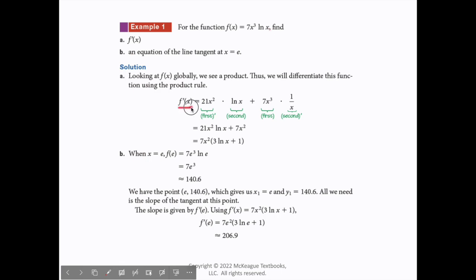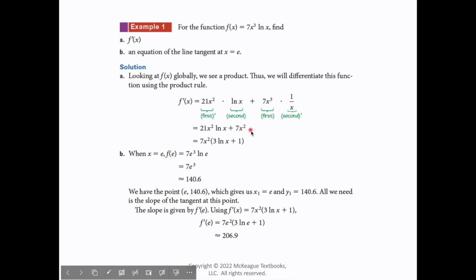And when we come down here and start looking at taking the derivative, I want to take the derivative of the first factor, so that would be 21x squared, times the second factor, which is natural log of x, plus, now we're going to multiply it by the first factor, which is 7x to the third, and multiply it by the derivative of the second factor. Now this is what's new. When we take the derivative of natural log of x, we get 1 over x.